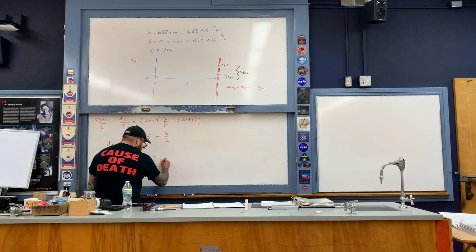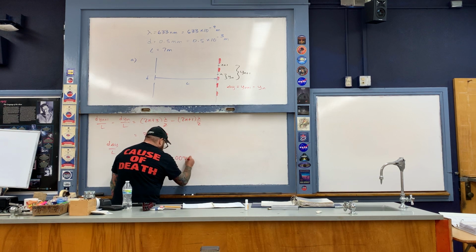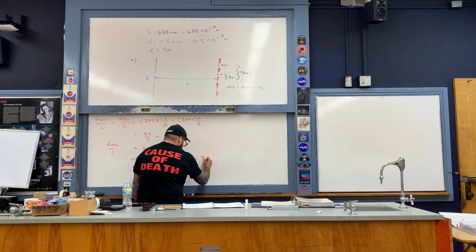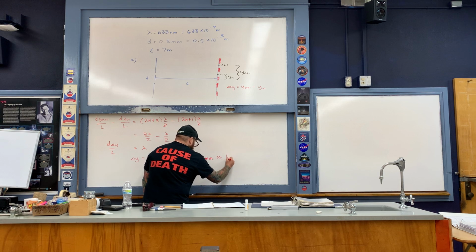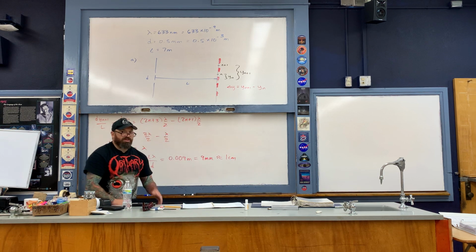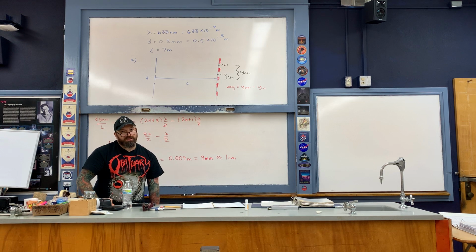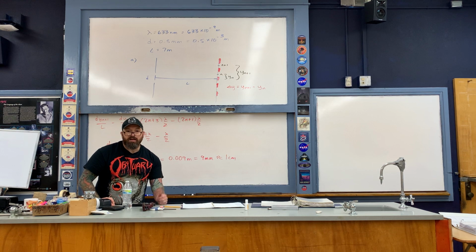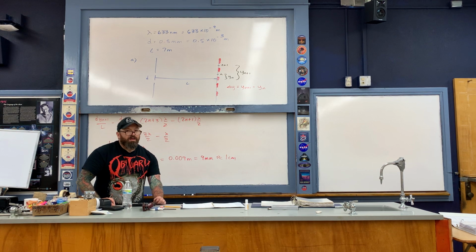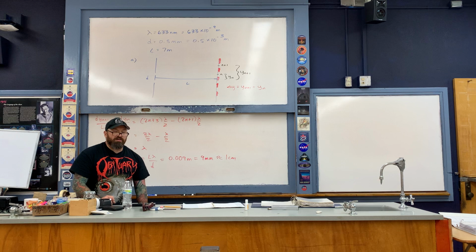So once again, the distance between the dark fringes is 0.009 meters. That's 9 millimeters. That's about 1 centimeter. So the spacing between the bright fringes is exactly the same as the spacing between the dark fringes. This is why the pattern looks the way it does, why it looks completely symmetrical on either side of the central maximum.